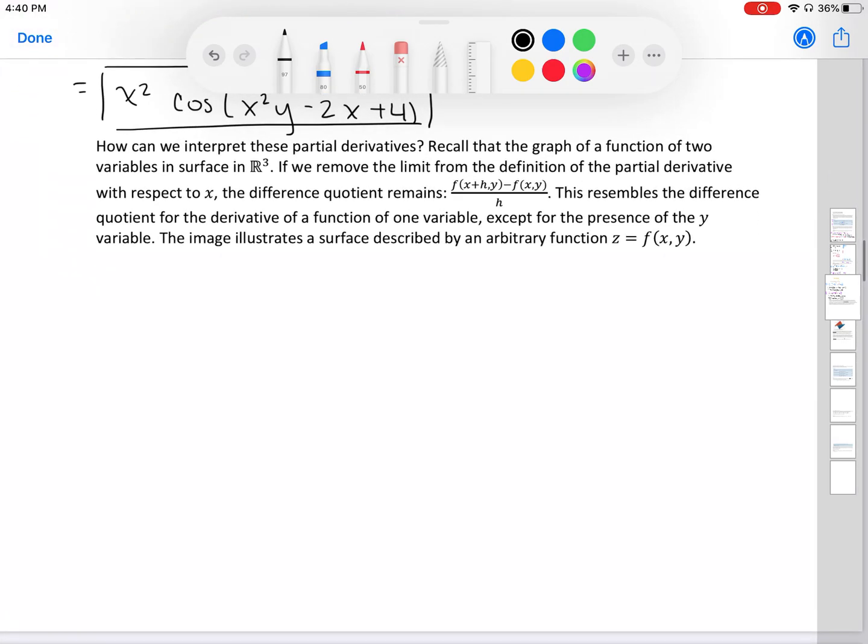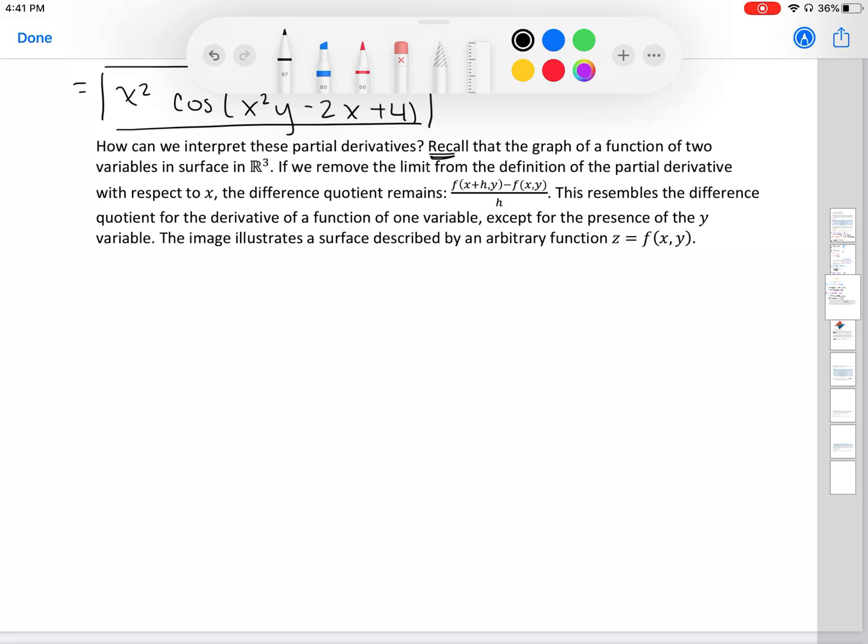Okay, so how can we interpret these partial derivatives? What does all this mean? Well, you do have some knowledge of derivatives from your experience in Calc 1, but how do these partial derivatives relate to this multivariable course? So, reading from our notes, recall that the graph of a function of two variables is a surface in R3. If we remove the limit from the definition of the partial derivative with respect to x, the difference quotient remains: f of x plus h comma y minus f of x comma y over h.